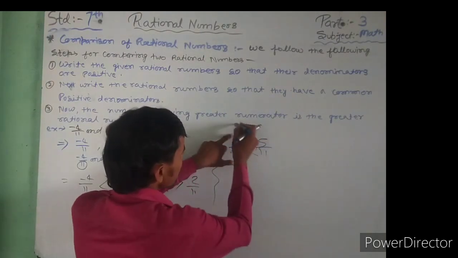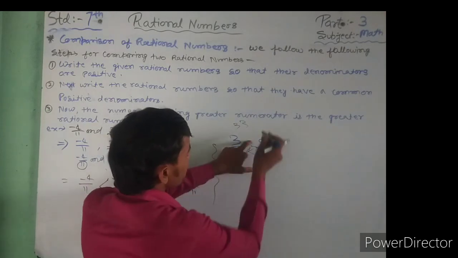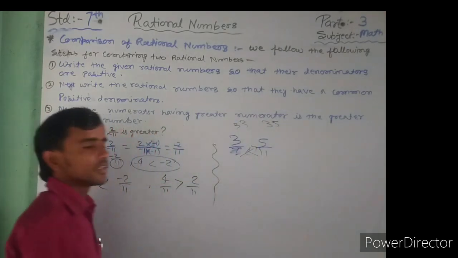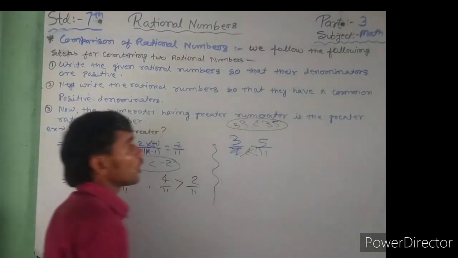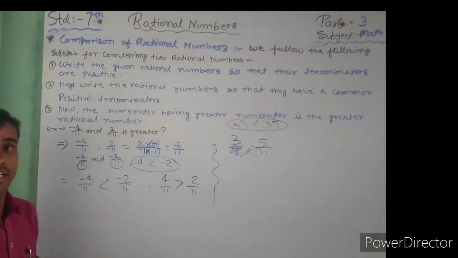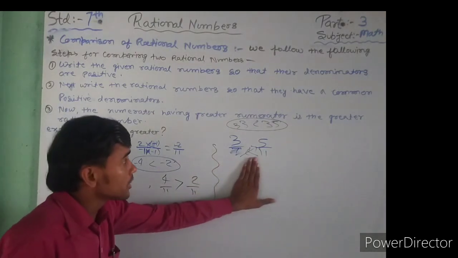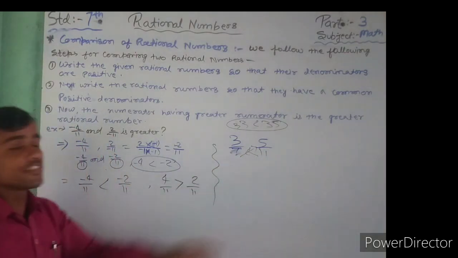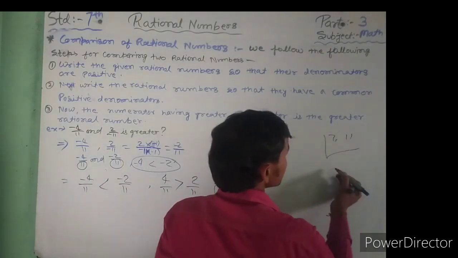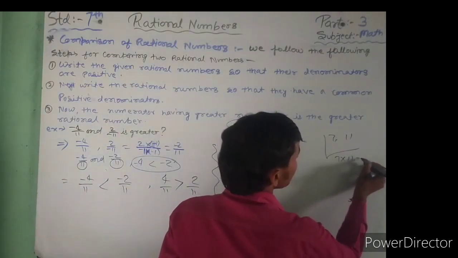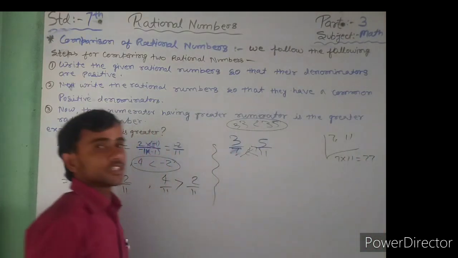It means 11 times 3 is 33 and 7 times 5 is 35. Which is greater? 35 is greater. But that's in simple language. So how to compare those numbers? Firstly you take the LCM of 7 and 11. What is the LCM? 7 multiplied by 11, it means 77.